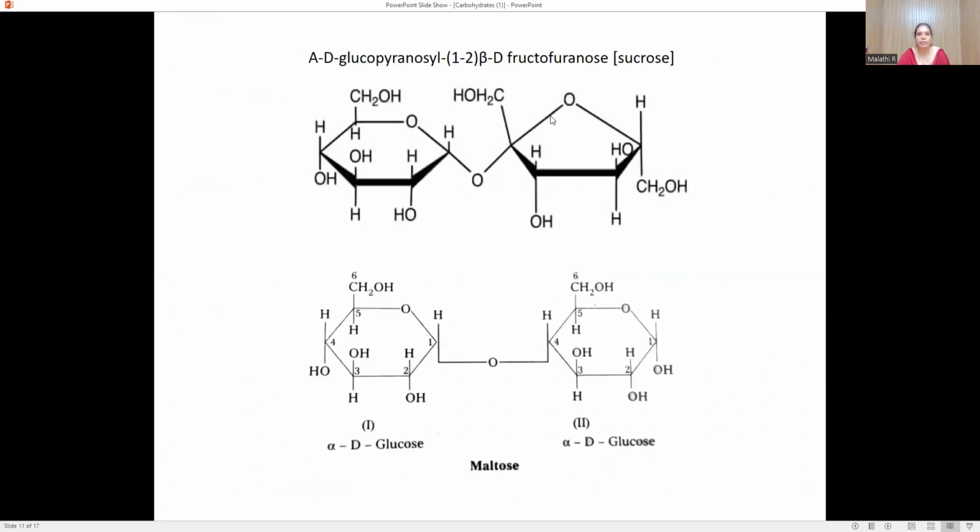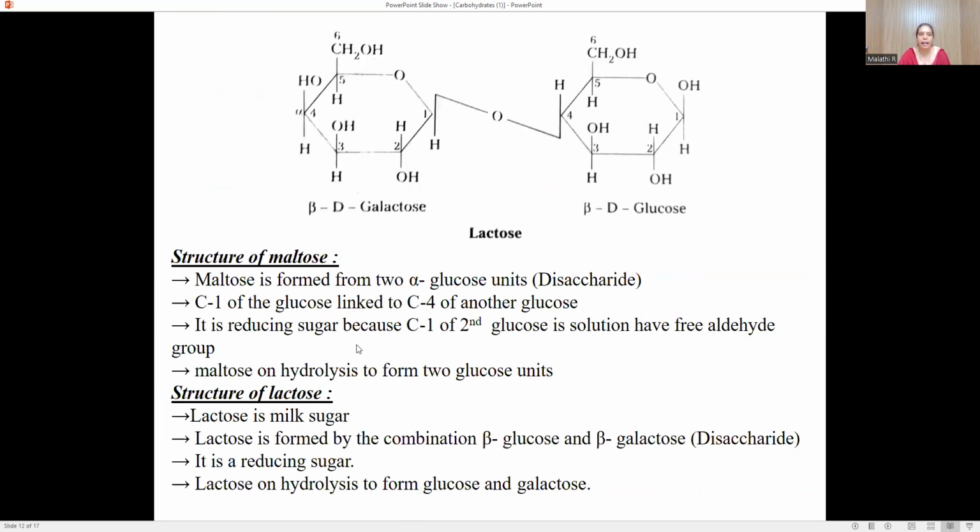Let's see the general structure of sucrose. This will be your glucose unit, and this will be your fructose unit, and this bond you call a glycosidic bond. In the case of maltose, you have one glucose and the other one is also glucose, linked with a glycosidic linkage. Again, this will be the general structure of maltose. For lactose, you have the galactose structure along with glucose, again with a glycosidic linkage. This will be the general structure of lactose. We will see how you identify what kind of sugar it is, one by one.